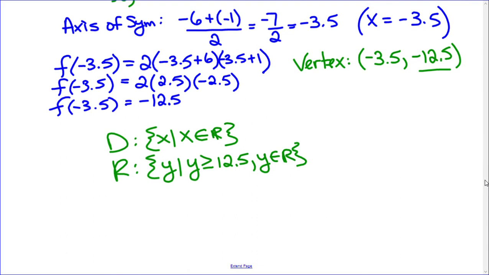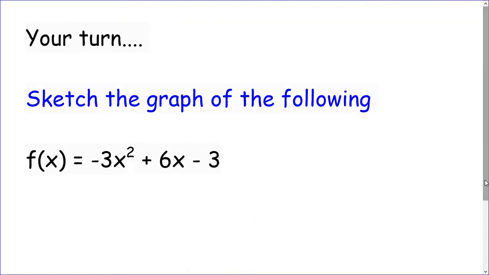I have another one here just for you guys to try, so I encourage you to try it out first. Pause the video, give it a try, and come back when you're ready.